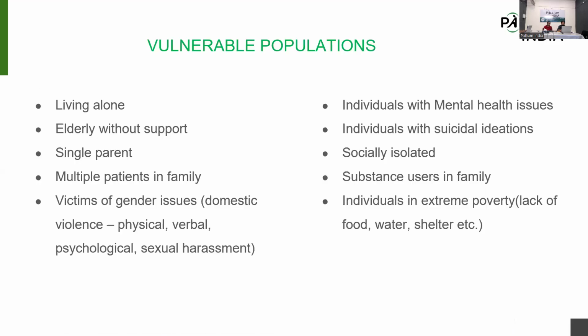So, who is the vulnerable population? Those patients who live alone, elderly without support, single parents, multiple patients in the family, victims of gender issues, domestic violence, etc. Individuals with mental health issues, individuals with suicide ideation, socially isolated people, for example TB patients, etc. Substance users in the family. All these people are vulnerable, and the risk factors will be more for them, right? So all these people will be at higher vulnerability or higher risk of having pain or other issues.